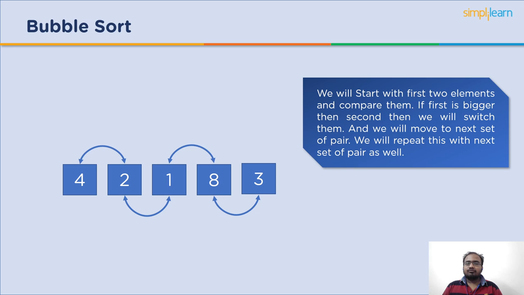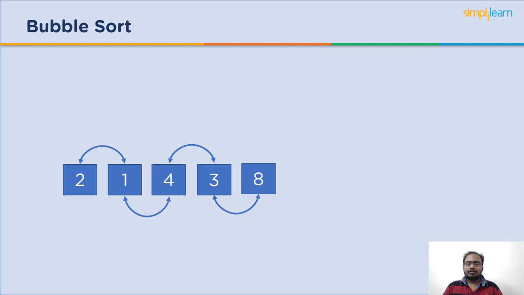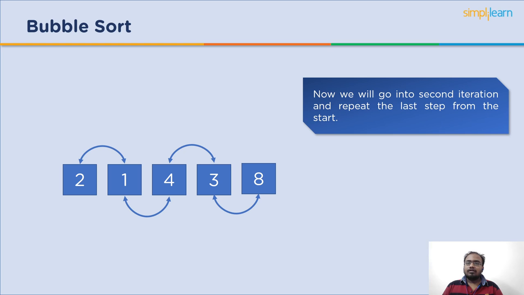So let's get to our next slide. And here, as you can see, our new array is 2, 1, 4, 3, 8. So now we will repeat the same step in the second iteration. So we will start with 2 and 1. So we will switch them. So it will be 1, 2, 4, 3, 8.